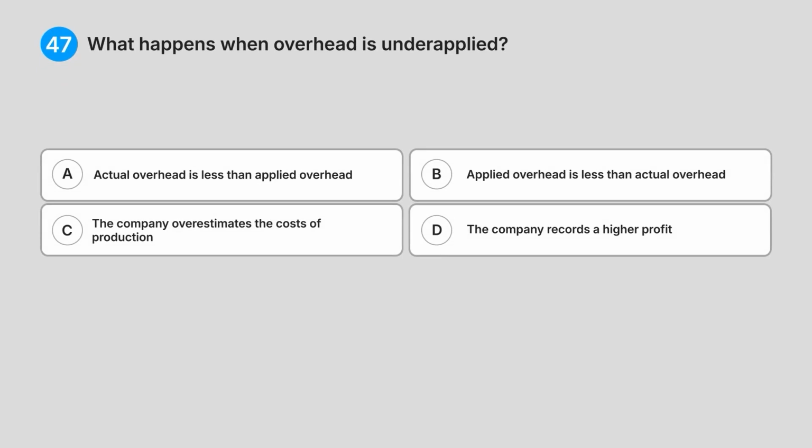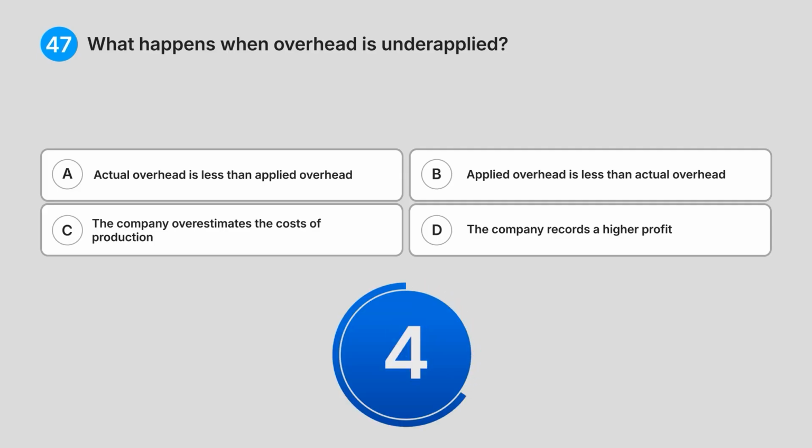47. What happens when overhead is underapplied? A. Actual overhead is less than applied overhead. B. Applied overhead is less than actual overhead. C. The company overestimates the costs of production. D. The company records a higher profit. Can you guess the answer?